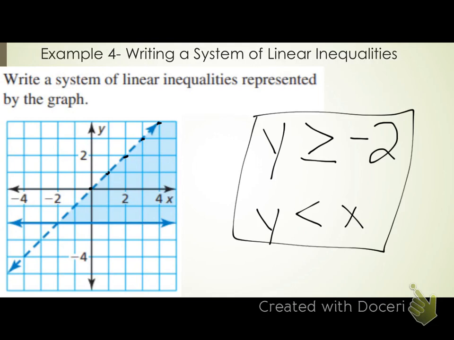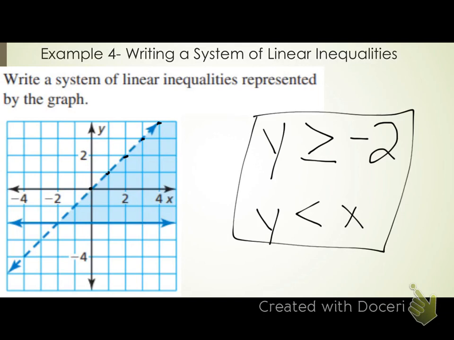Okay. Let's go back through it real quick. And I have another example like this, so we'll get another one. But let's go through this one again. For our solid line here, we know our inequality will be y and some number because it's horizontal, right? So I went ahead and put the y. I knew the number that it was going to be because I saw where it was crossing the y-axis. Where is it crossing the y-axis? -2. That's how I got the -2.